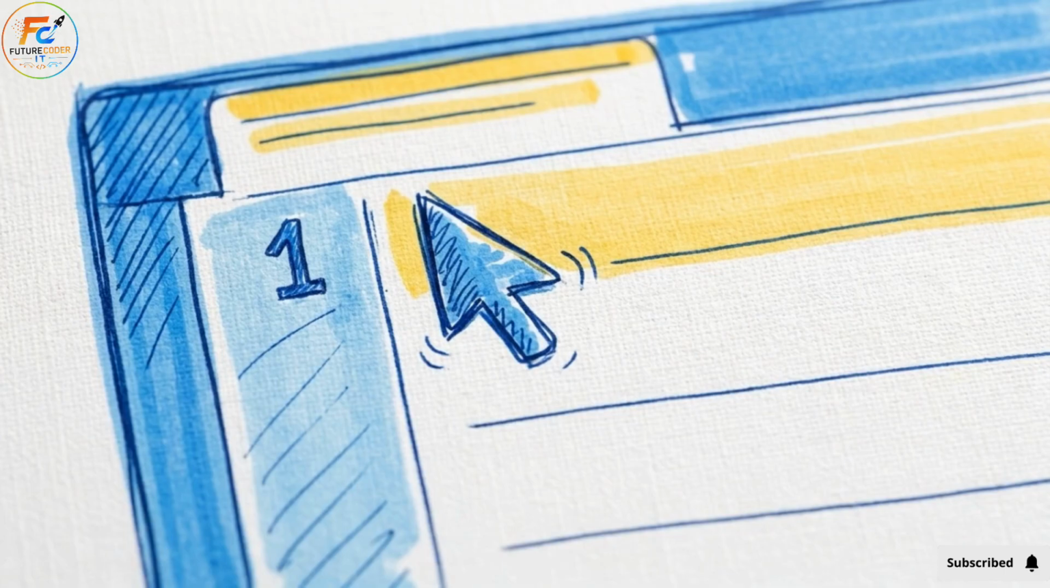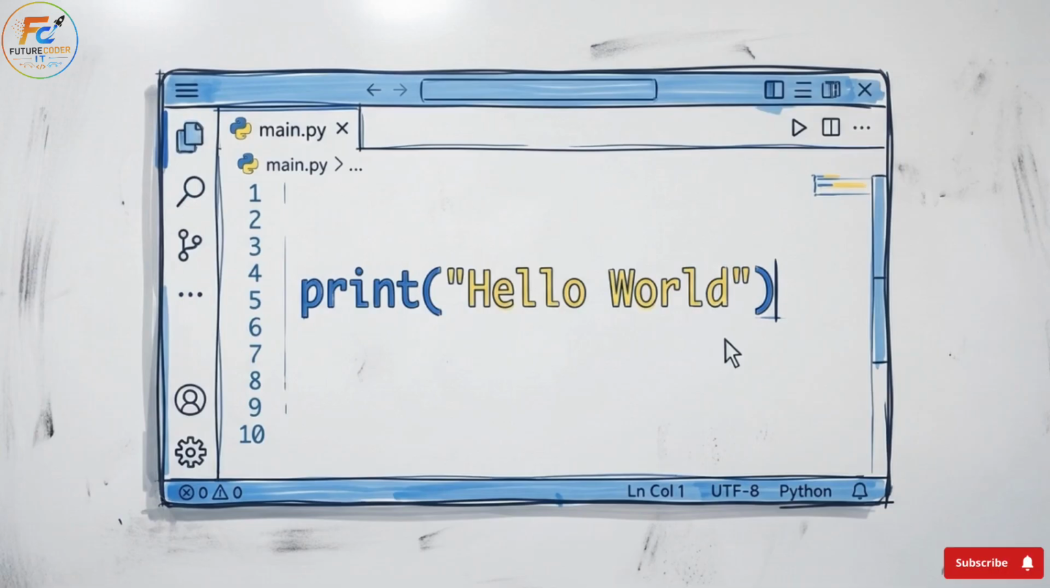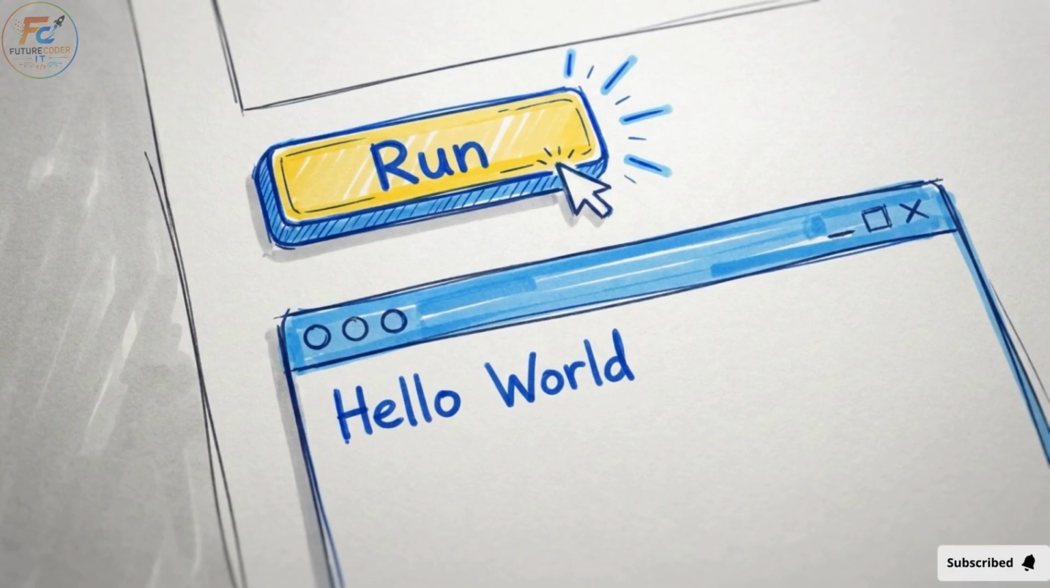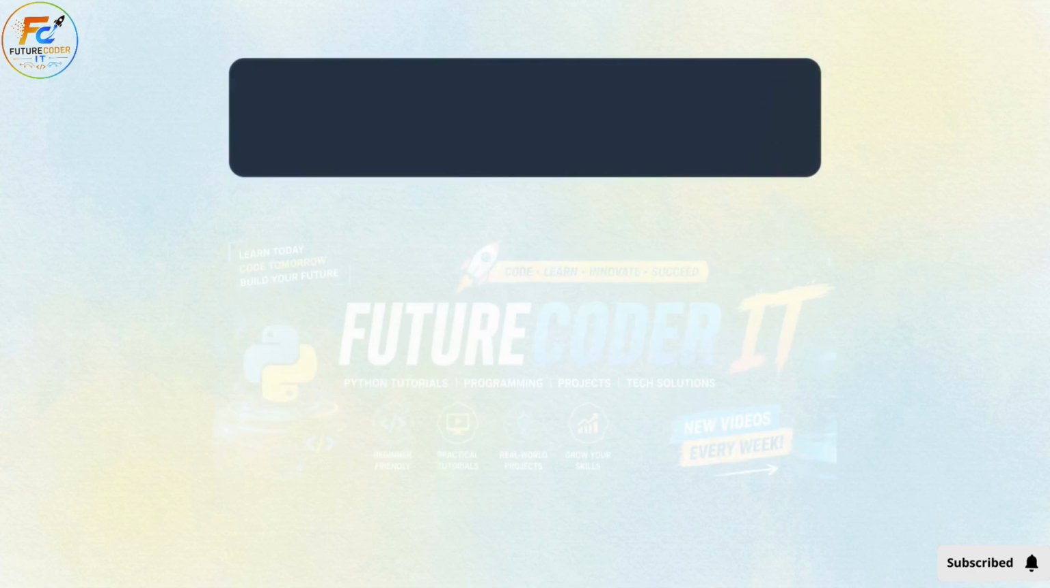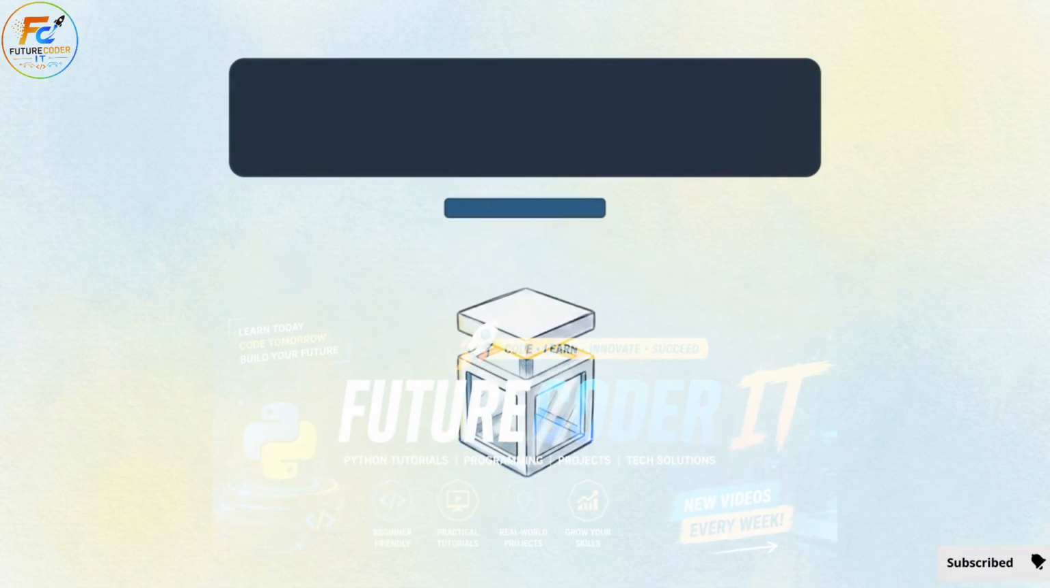The first thing we need to do is display a message on the screen. Type print, open a pair of parentheses, and inside quotes, type hello world. Hit run, and you've written your first line of Python. To make our portal useful, we need to store information. We do this using variables.